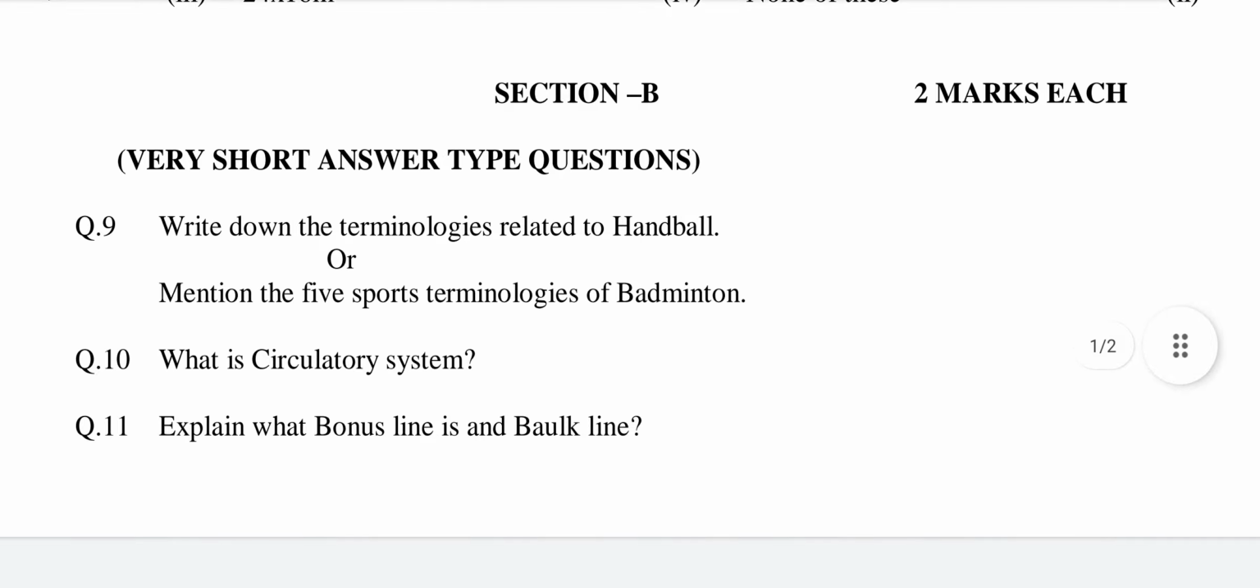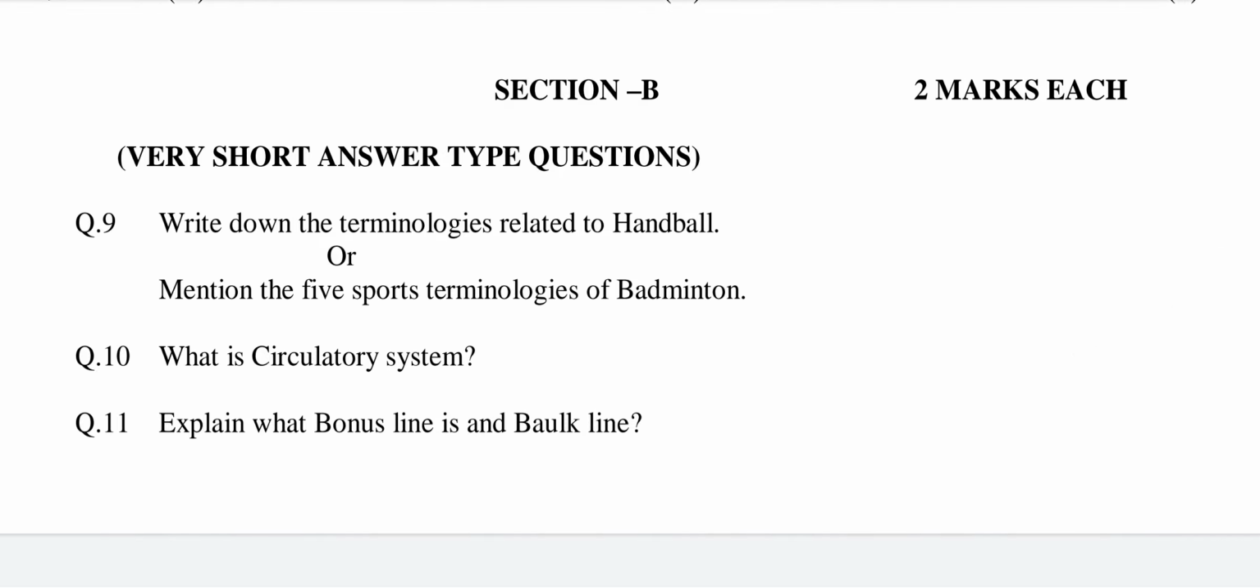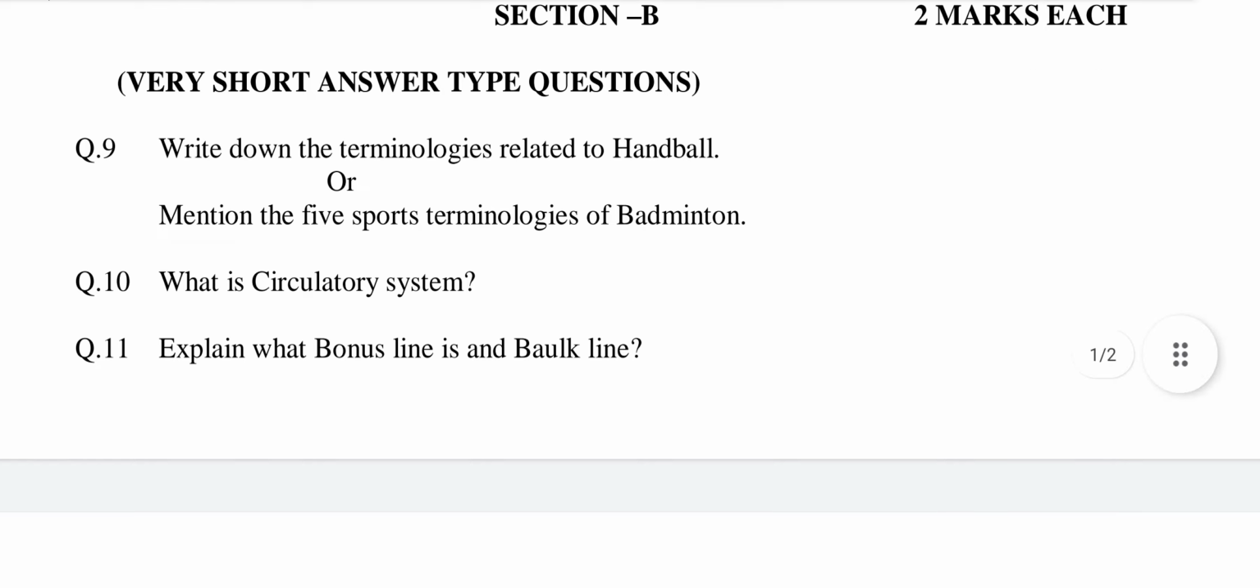Section B, 2 marks each. Very short answer type questions. Question number 9. Write down the terminologies related to handball. This question is related to chapter number 6, concept of major games and sports.